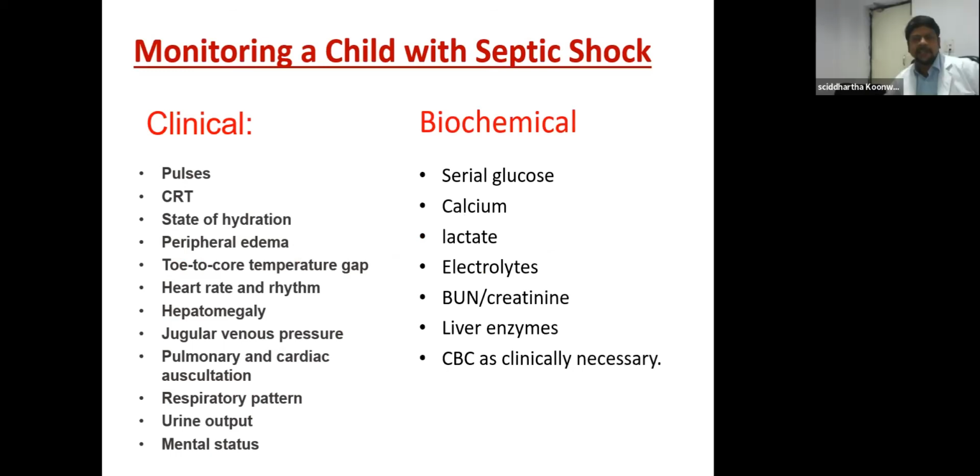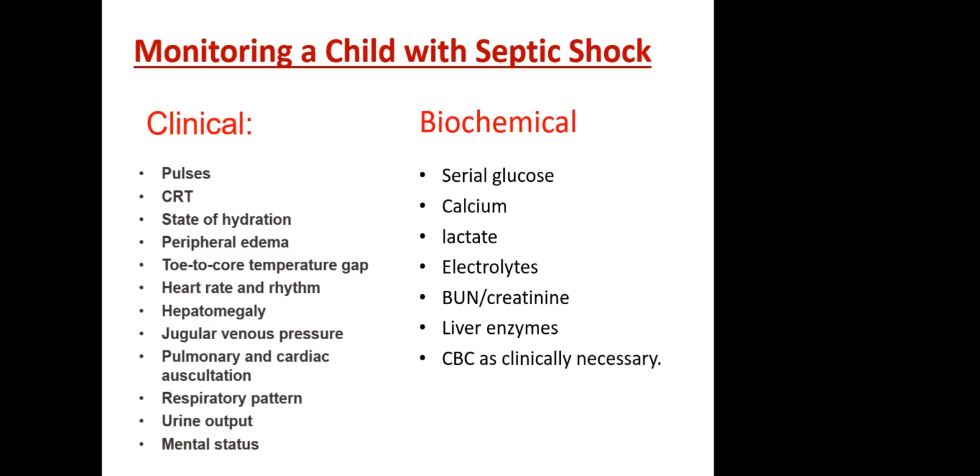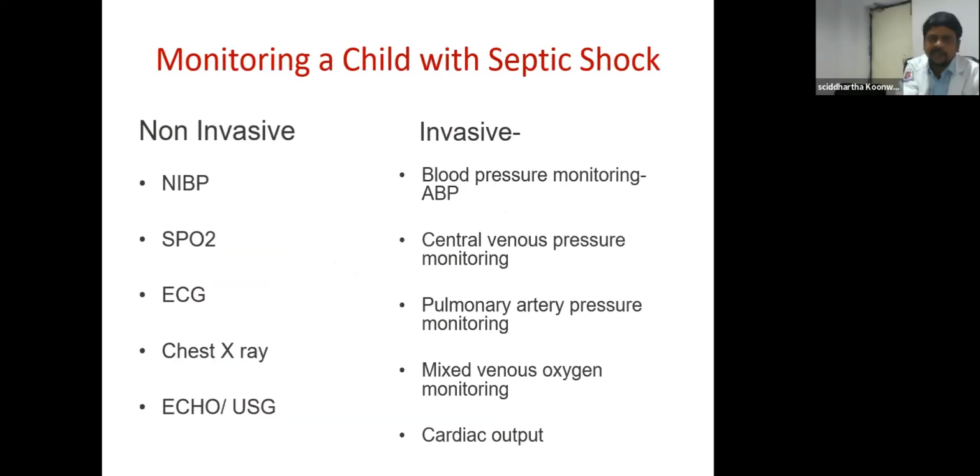What are the clinical signs that we have to monitor in the patient of shock? We have to look for pulses, capillary refill time, state of hydration, any signs of fluid overload such as hepatomegaly, JVP. We have to look for urine output. In biochemical markers, we have to look for hypo- or hyperglycemia, any electrolyte abnormalities, and signs of multi-organ dysfunction, that is urea or blood urea nitrogen and creatinine.